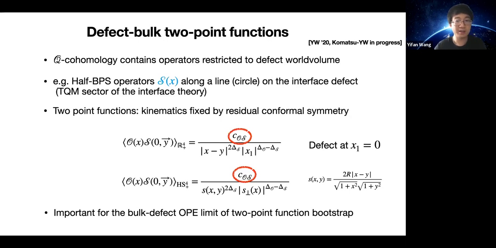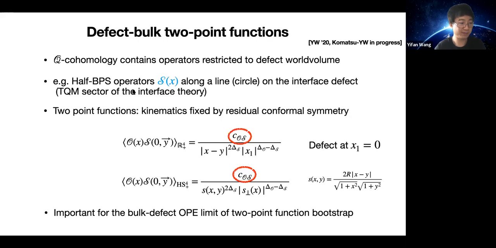For example, if you have a half BPS interface in the super MOS theory that lies along this equator S3, then the Q cohomology includes half BPS operators that are intrinsic to the defect, that lie along a line on the interface defect. This is essentially the 1D topological quantum mechanics sector of the interface theory on this half BPS interface.